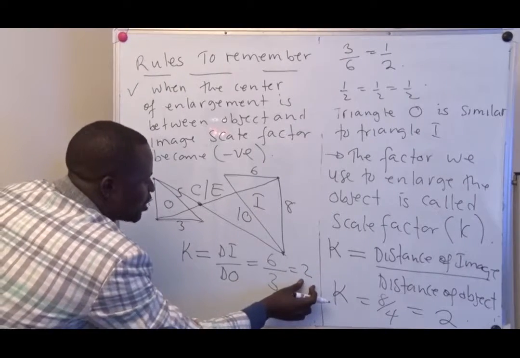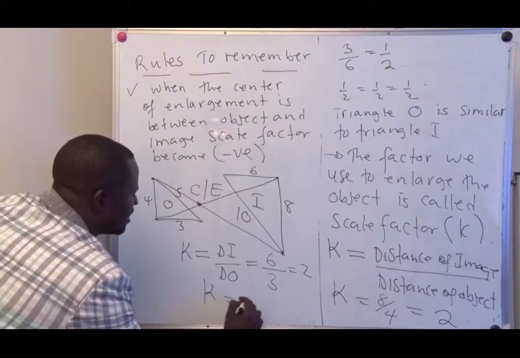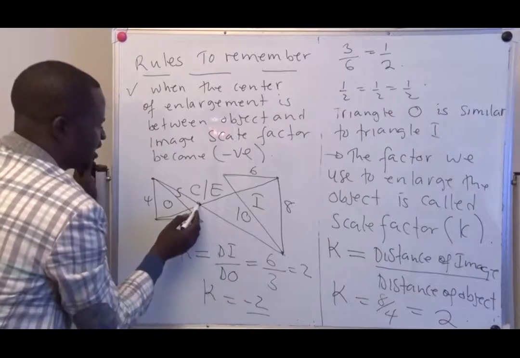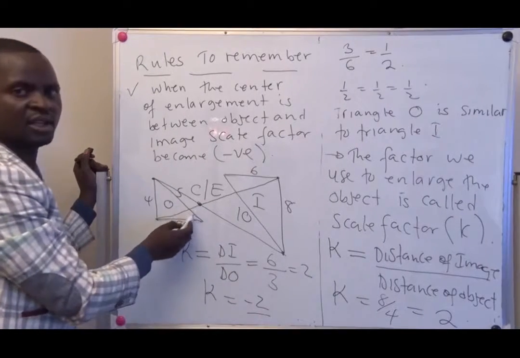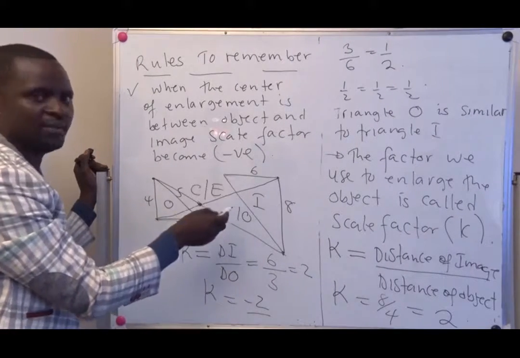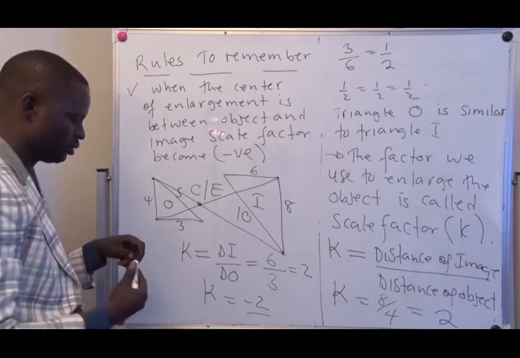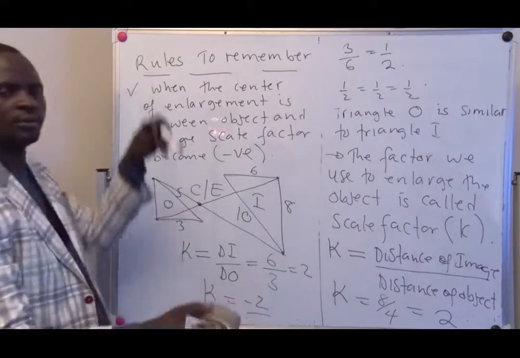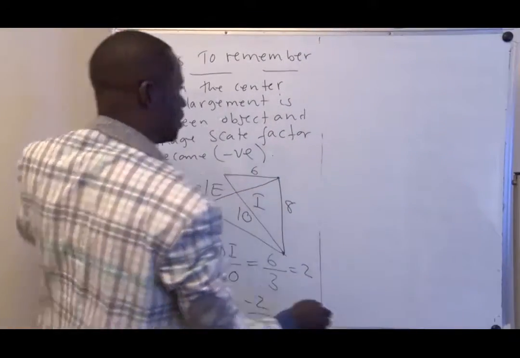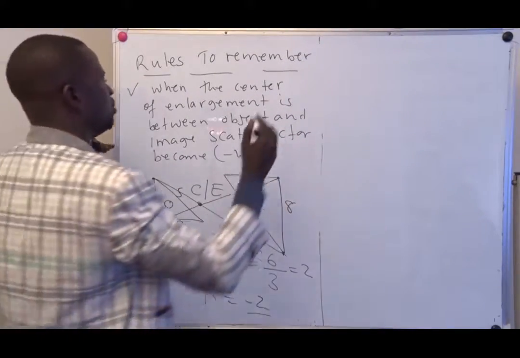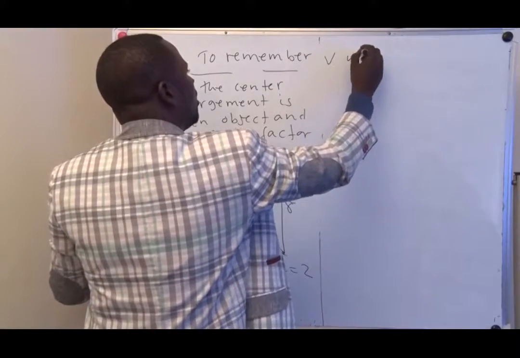If you write 2, I'll mark you wrong. So the scale factor is negative 2. Why? Because the center is between the object and the image. That's the first rule on scale factor. We go on to rule number 2. Rule number 2 is this one.